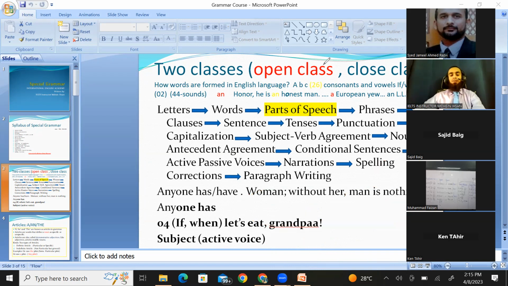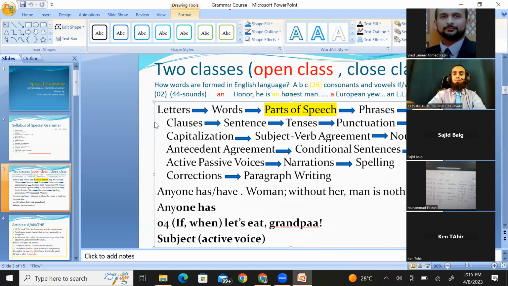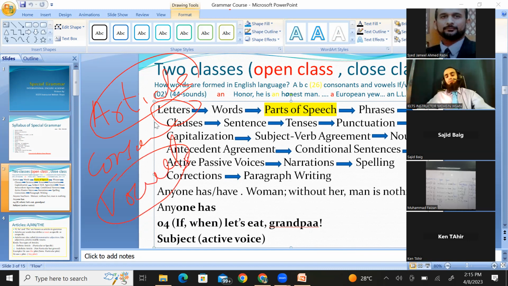Now, as far as the rules and regulations are concerned, those start with alphabets. If we discuss alphabets, they have two categories. One is called consonants, the other is called vowels. Out of 26 letters, 5 are vowels.